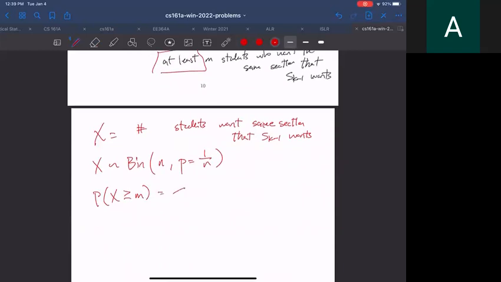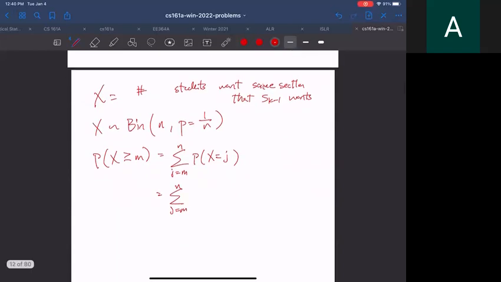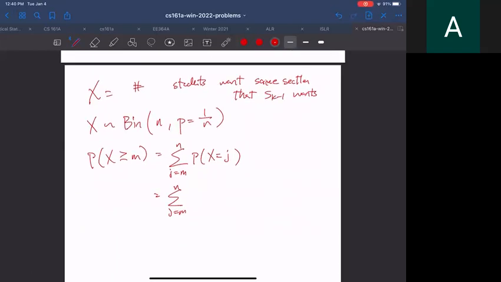So that's equal to the sum of j equals m all the way up to the maximum possible value that X takes on, which is n, of the probability that X is equal to j. And now, what is the density of a binomial? If you don't remember, don't worry, but you should sort of remember this, write it down in your notes.